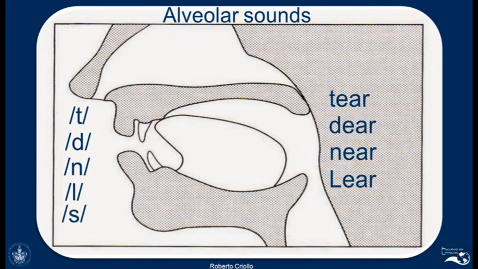There is also the sound s, as in Sue. And finally, the sound z, as in zoo. So all of these are alveolar sounds because they are produced with the tip of the tongue touching the alveolar ridge.